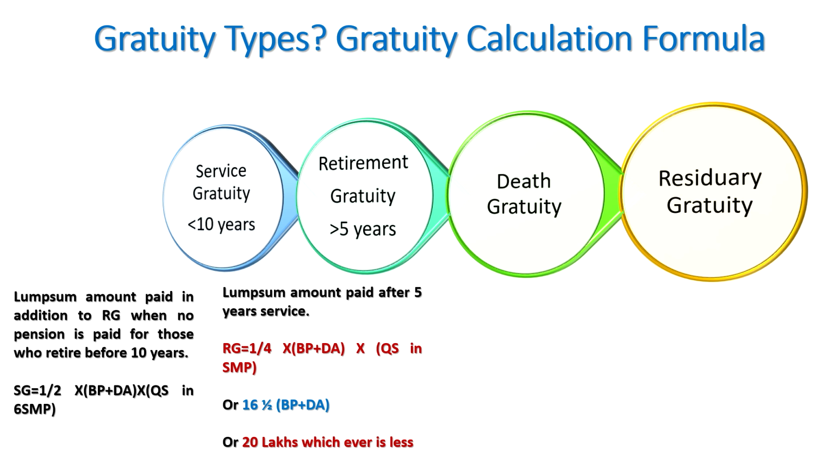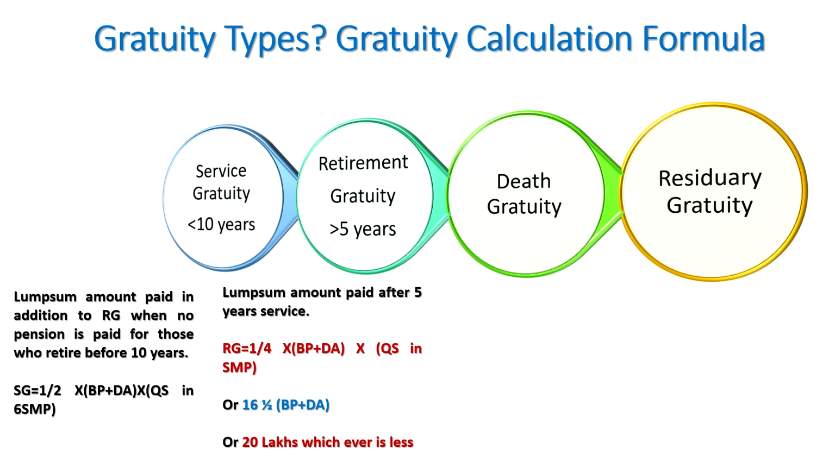And the formula is 1/4 of basic plus DA into qualifying service in 6 monthly periods, or 16.5 times of the emoluments. Emoluments here means, for retirement gratuity, basic pay plus DA. For pension the emoluments is only basic pay, but for retirement gratuity or death gratuity, the emoluments will be basic pay plus DA.